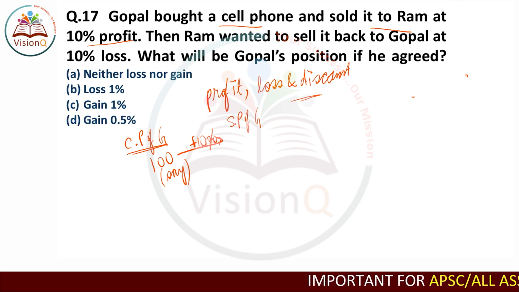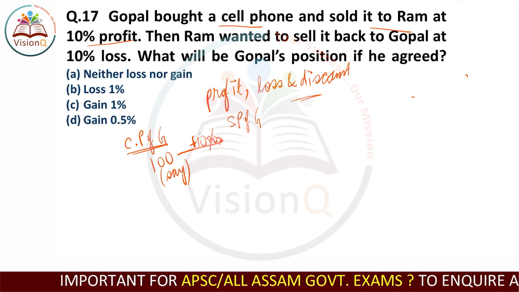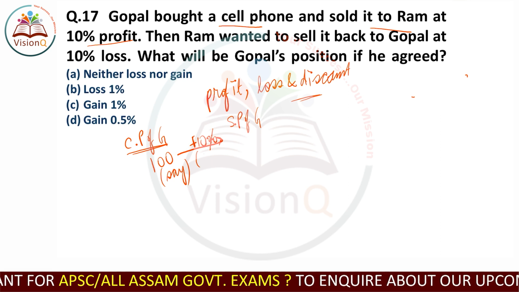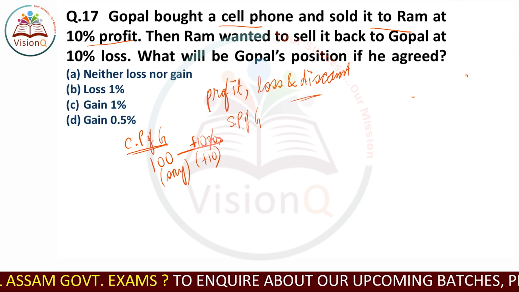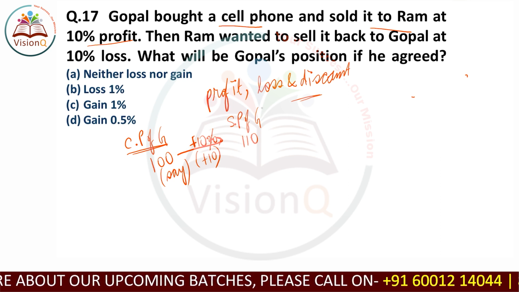So which will be equal to how much? 100 plus 10%. So profit is found on the cost price. So 10% of 100 is 10 rupees. So 100 plus 10 will be 110 rupees. So this is the selling price of Gopal.